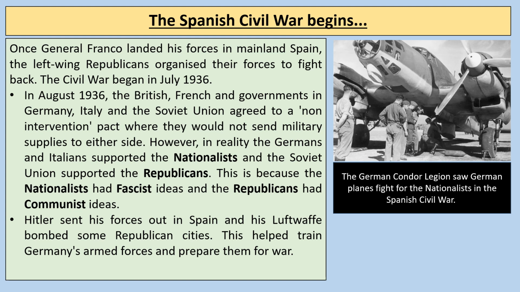Hitler sent his forces out to Spain and his Luftwaffe, which is his German air force, bombed some Republican cities. This was used to help train Germany's armed forces and prepare them for war. And you can see that in an image of the German Condor Legion, which saw German planes fight for the nationalists, the side of General Franco, in the Spanish Civil War.